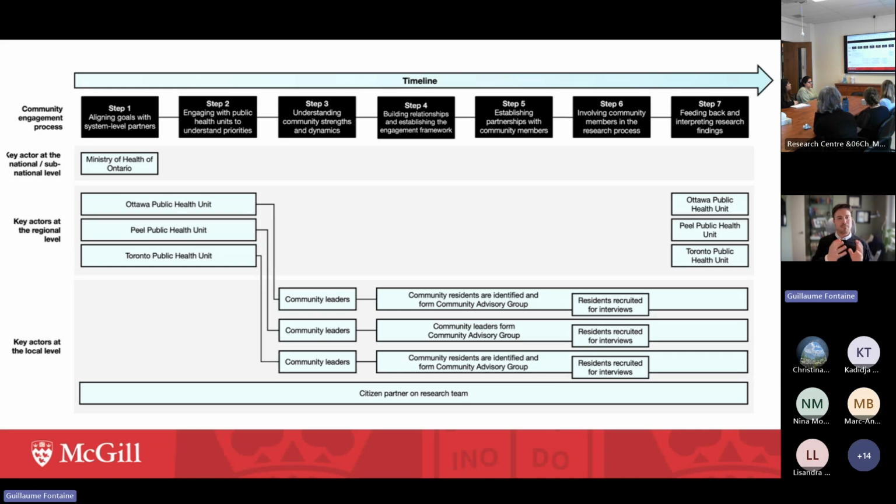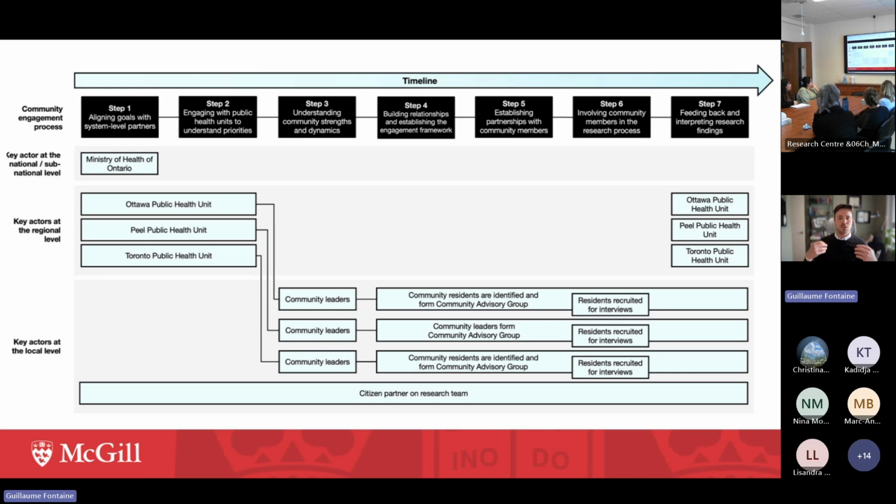And then from that point, we worked with community leaders. We worked with representatives in different community organizations, cultural associations, religious associations to identify community leaders within each neighborhood that we were working with. And we built community advisory groups for each region. We engaged with those community advisory groups over the course of a year and a half to build relationships and establish an engagement framework. And then we ended up doing interviews, using similar approaches that I've outlined before, to understand the barriers and enablers to accessing COVID-19 vaccination for them. And then we co-designed some strategies with them as well.